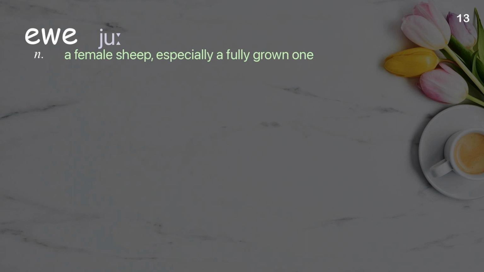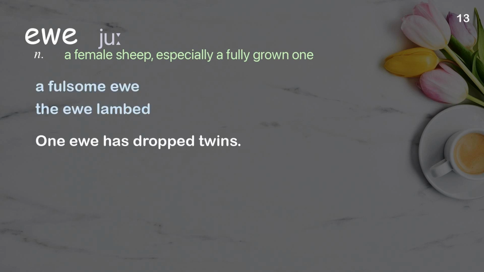Ewe. A female sheep, especially a fully grown one. Examples: A fulsome ewe. The ewe lambed. One ewe has dropped twins.